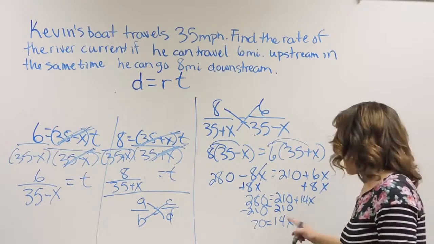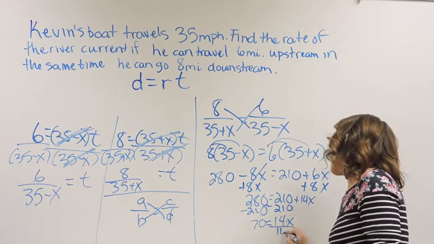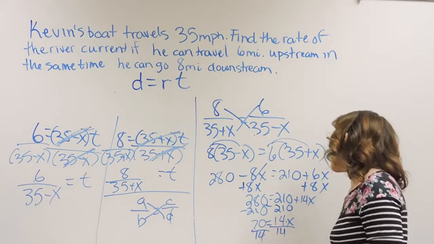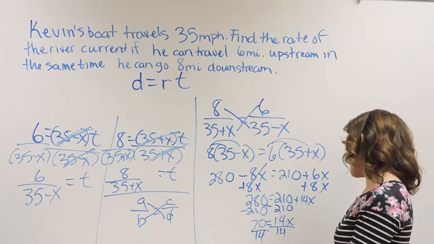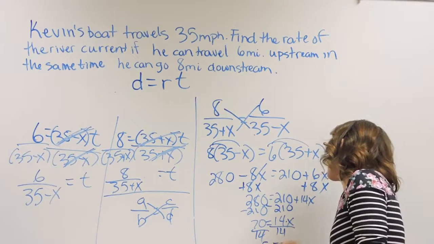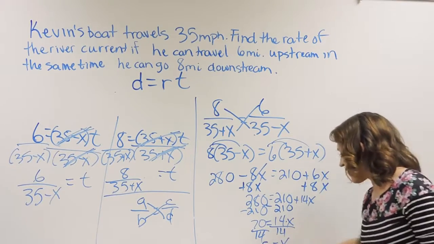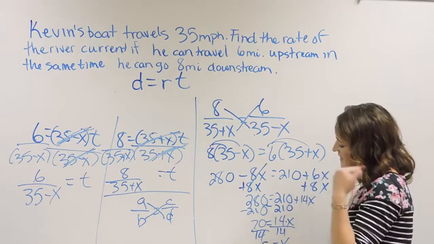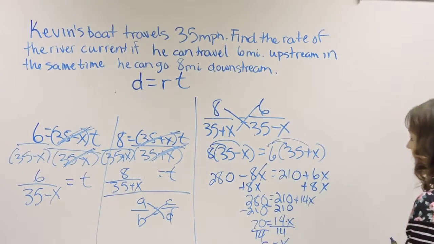Last step here, we have 14 times x, so the only thing left to do is to divide out the coefficient, and 70 divided by 14 is 5. So I'm left with x is equal to 5 here.